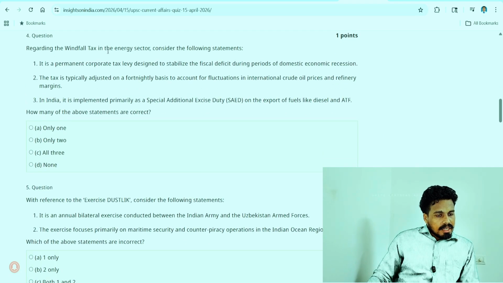Regarding the windfall tax in the energy sector, consider the following statements. There are 3 statements. Again, the options are always difficult like this: one only, 2 only, all 3 and none. We have to analyze which of them are correct with respect to windfall tax.